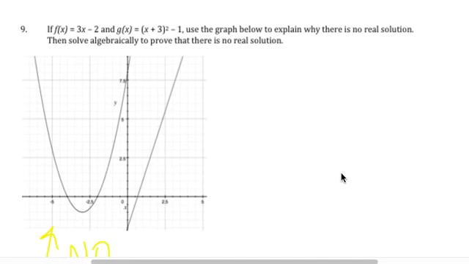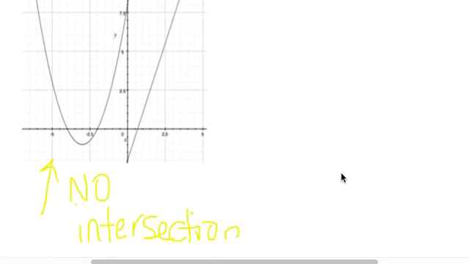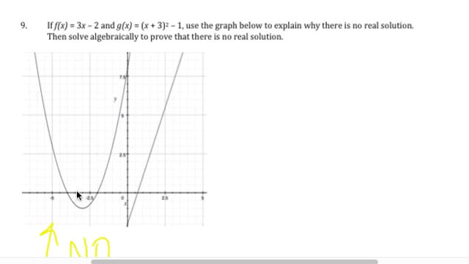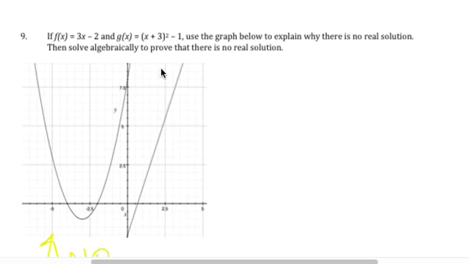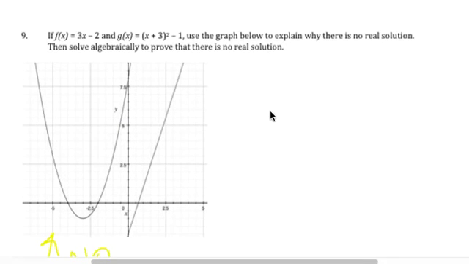Sorry, video watchers. So there's no intersection here because you can see that this parabola is here and the line's going to keep going down. They're never going to intersect. So that's great that you can see it with the graph. Let's see how we would know that if we were solving this algebraically.